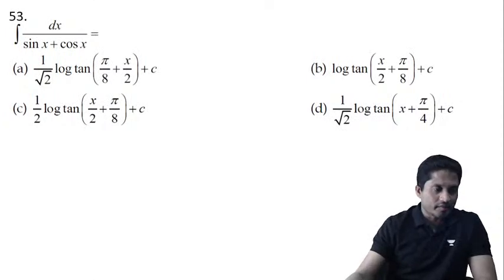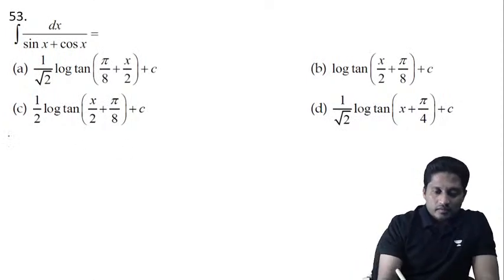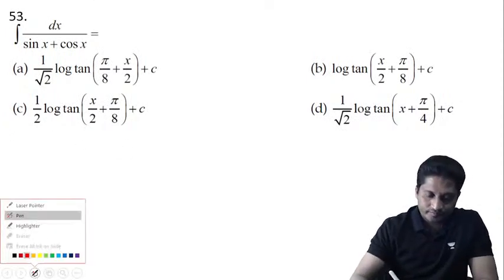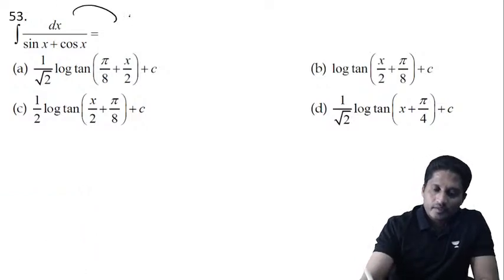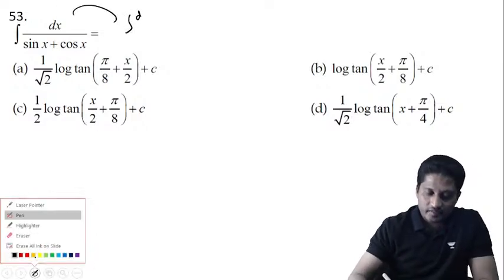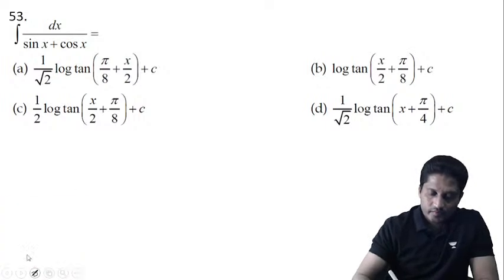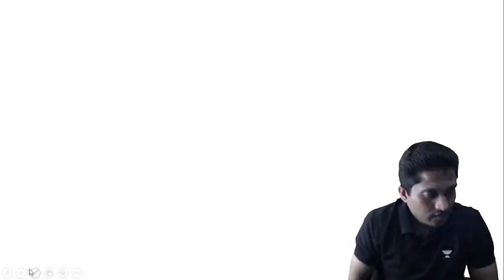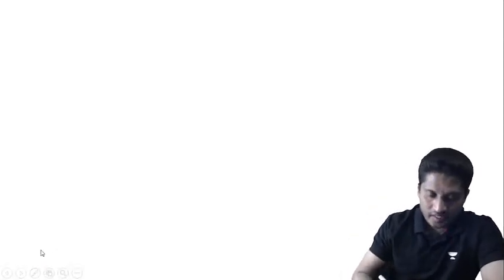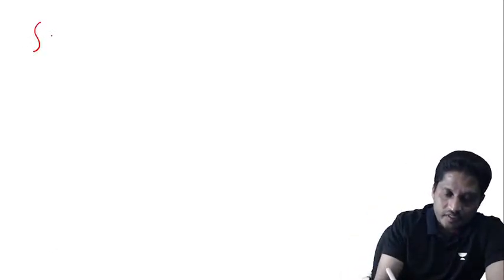Okay, again this is COMEDK. See, when you have, this is of the form dx divided by (a cos x plus b sin x). See, before I go to this question, guys, there are some results, like if you have suppose integration of, okay, integration of cosec x.